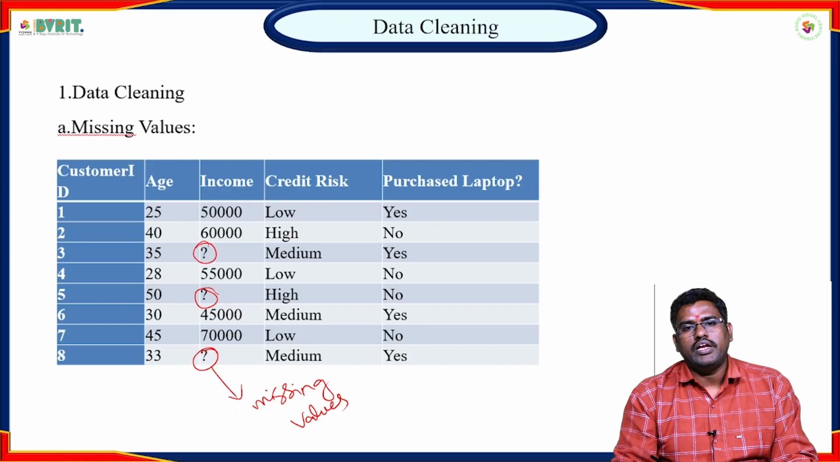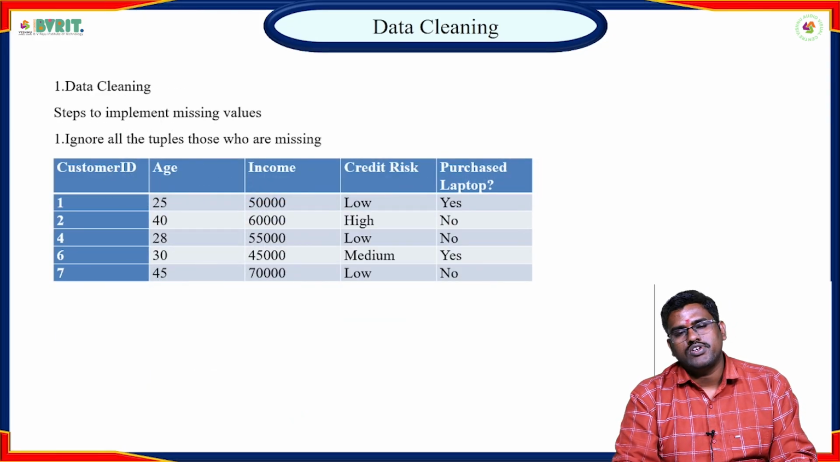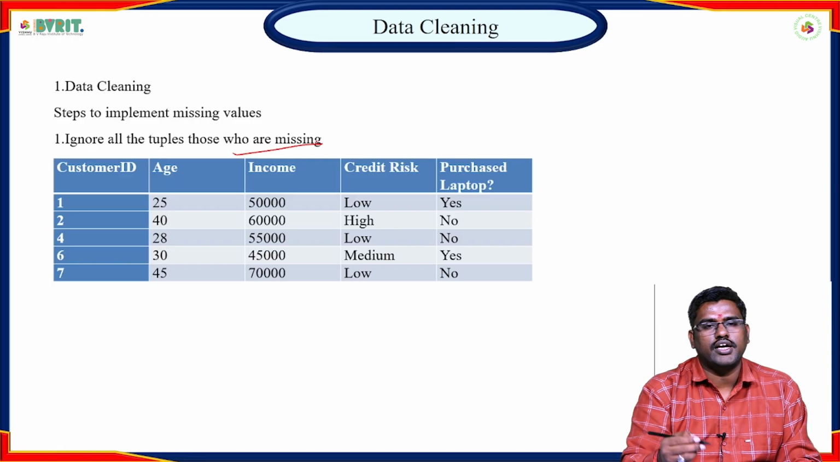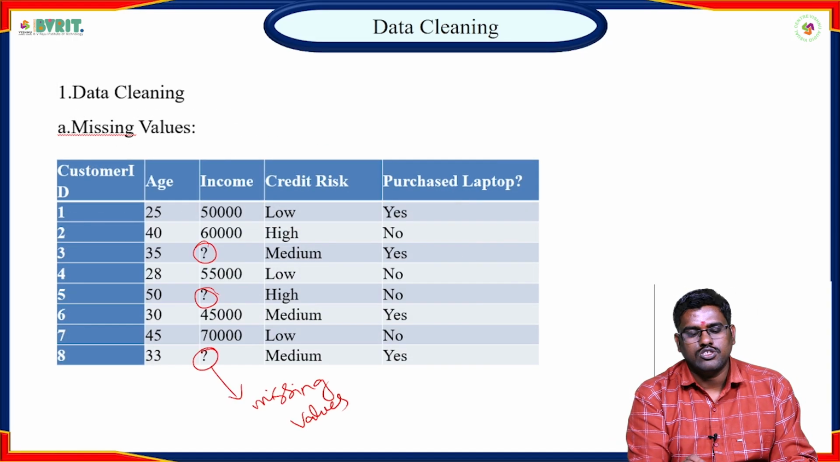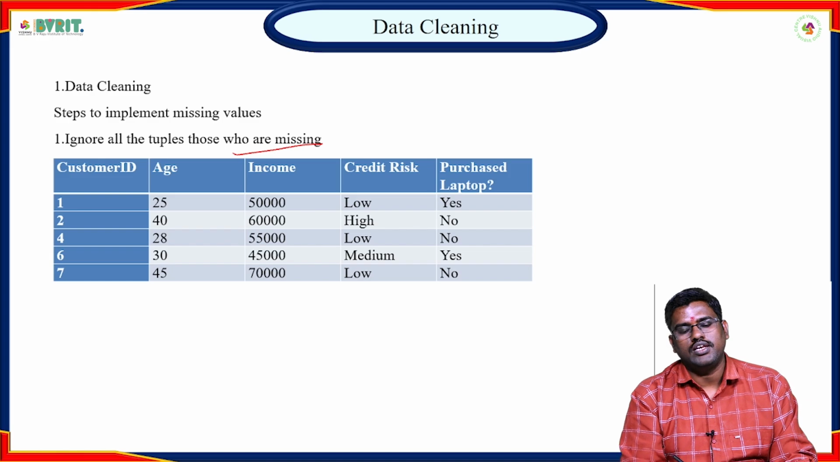By implementing this data cleaning method in data pre-processing, we want to remove these values, or replace the missing values with other values using different procedures. So this is our data set. The first step in data cleaning is to ignore all the tuples that have missing data. In the previous data set, the third row, the fifth row and the eighth row have missing values. So we remove the third row, fifth row and eighth row.